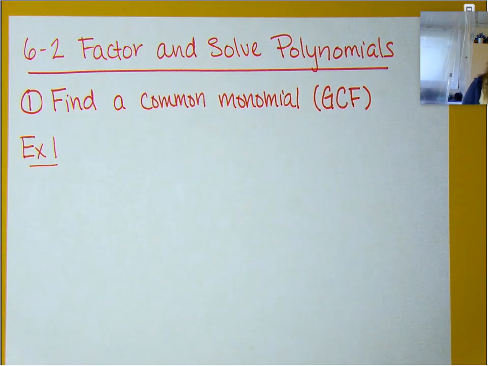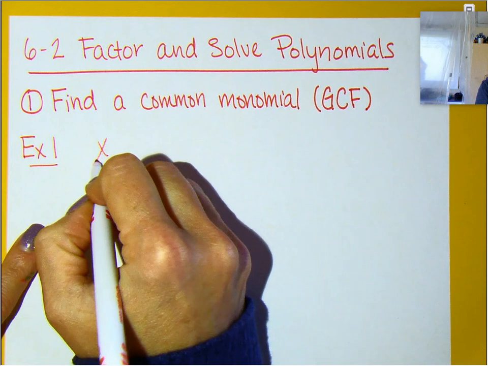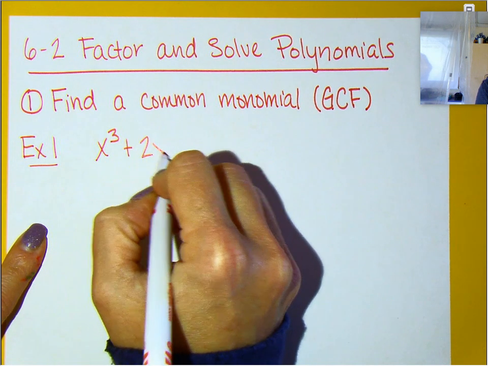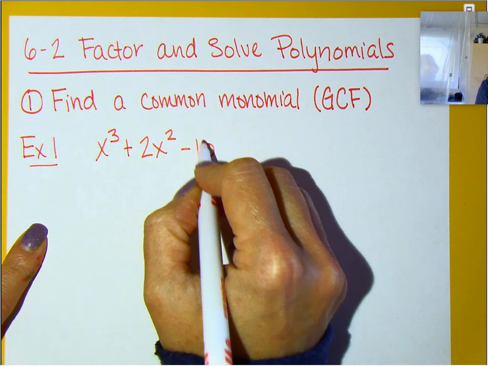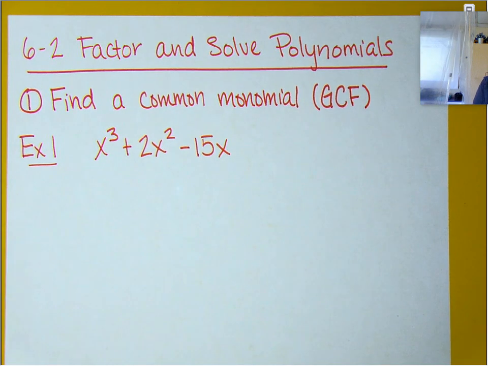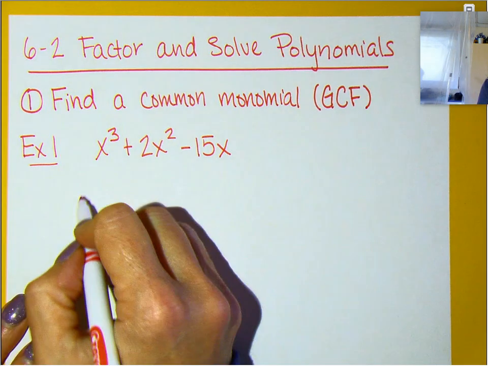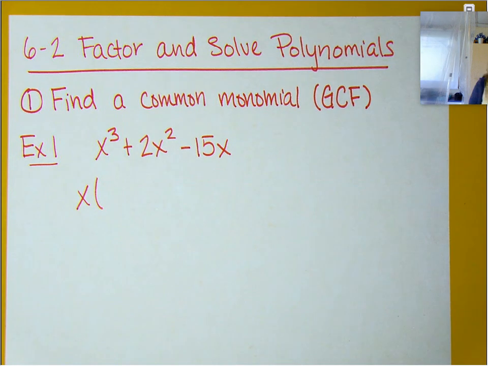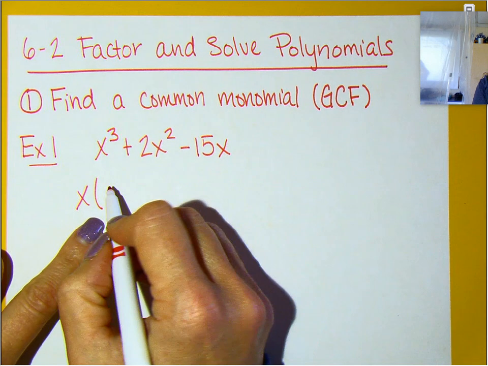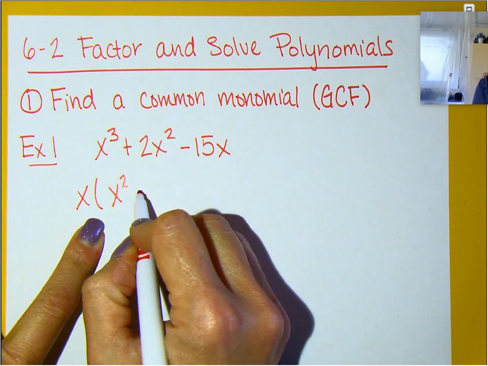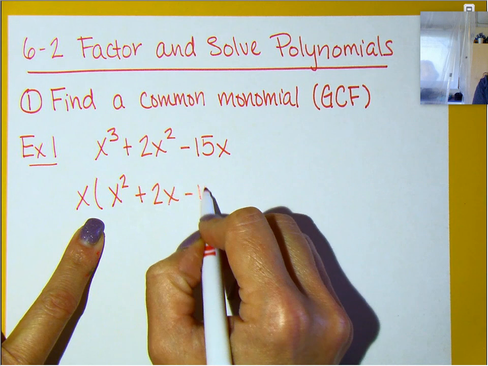So let's say we have x cubed plus 2x squared minus... And so what would be common to all three of those? Yeah, there's an x in there. So I'm going to take the x out. And let's write down the leftovers. What's left over when you pull out x? Perfect.